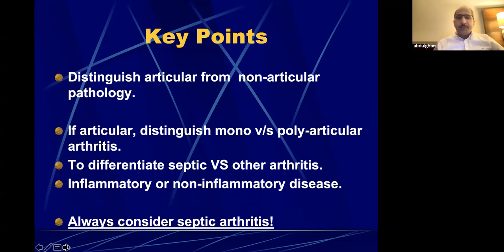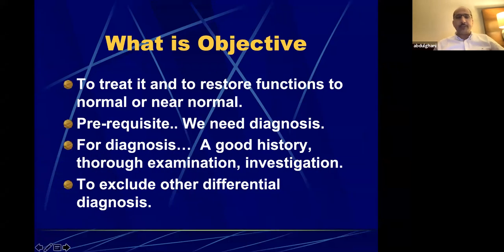The key point is the target is to distinguish articular from non-articular pathology, and if it is articular, to distinguish monoarticular versus polyarticular arthritis. Most important is to differentiate septic versus non-septic arthritis. If it is non-septic arthritis, you should be able to differentiate inflammatory versus non-inflammatory disease. However, always consider septic arthritis as diagnosis number one, exclude this, and then label it otherwise.